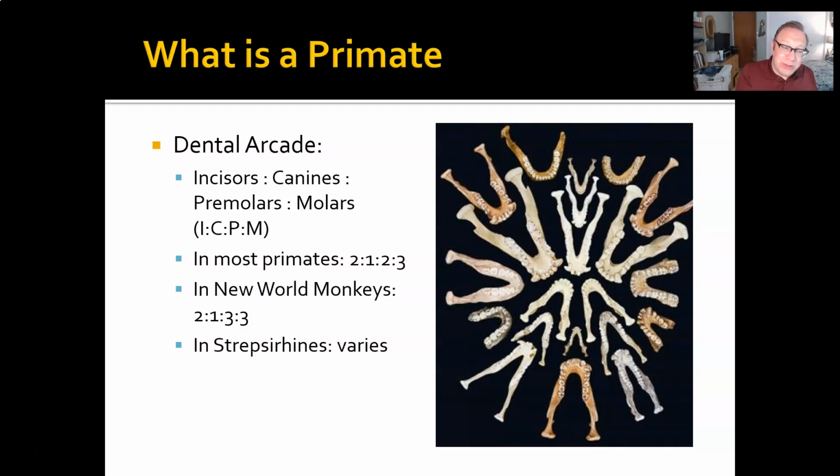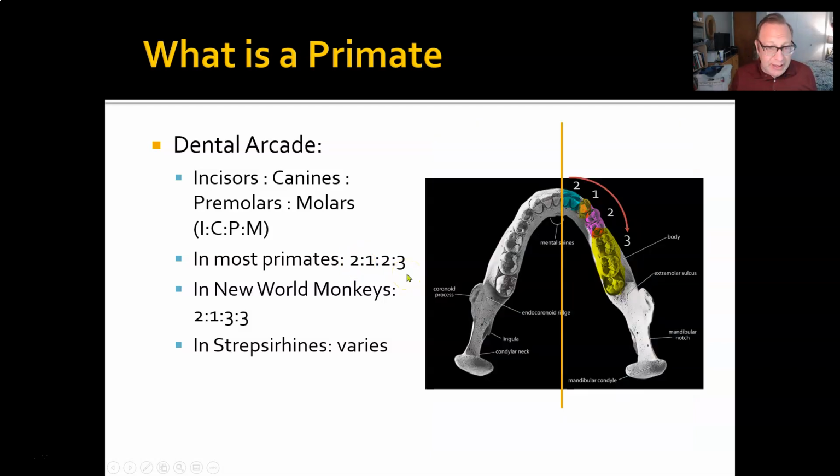In New World monkeys, interestingly, though, it's 2 incisors, same. 1 canine, same. 3 premolars and 3 molars. Strepsirrhines, it kind of varies. So this is a pattern that probably got set kind of late in the game in primate evolution. That's one thing that tells us. To help you remember it, this dental arcade pattern is one where we start at the front half of the jaw and we count the incisors, 1, 2, the canine, 1, the premolars, 1, 2, and 3 molars.